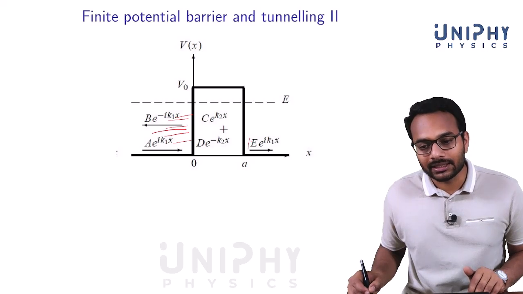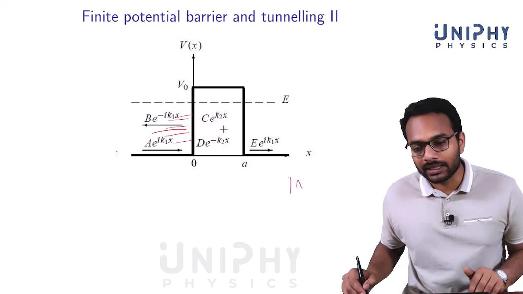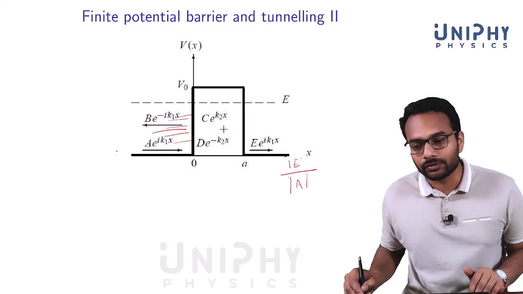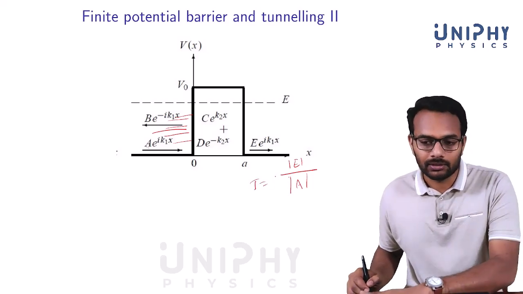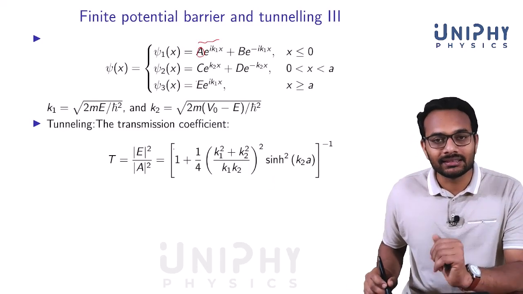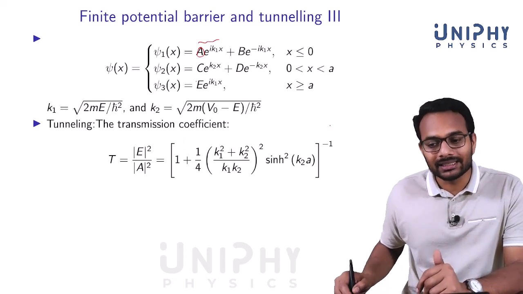To get that fraction, you take the total number of particles which are traveling towards the wall and ask what fraction of them have reached the other side. This is the probability for tunneling. We normally write it as T. So quantum mechanical analysis shows that the tunneling probability is given by this equation.